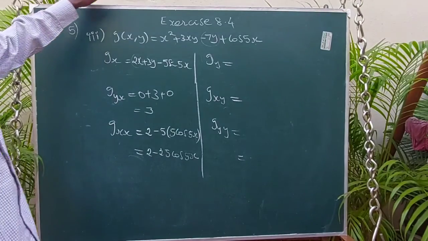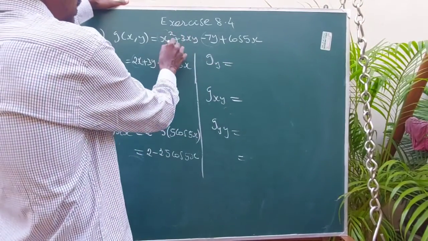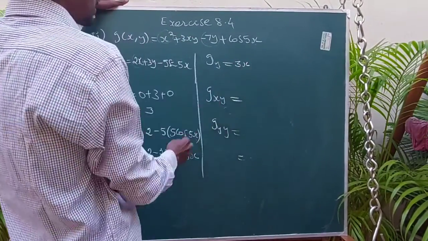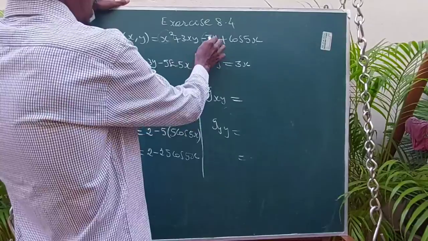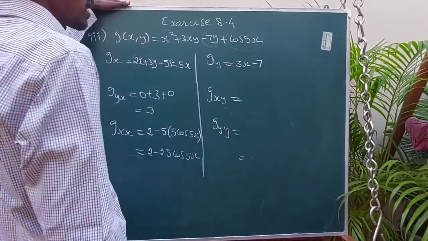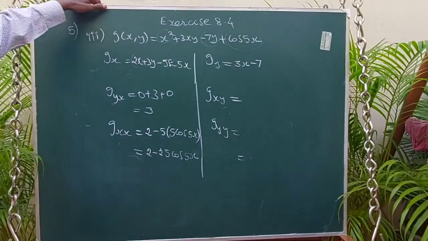Again with respect to y, imagine x as constant. So differentiation 0, 3x is a constant, differentiation of y is 1. And minus 7 differentiation of y is 1, cos 5x is a constant, 0. So 3x minus 7.